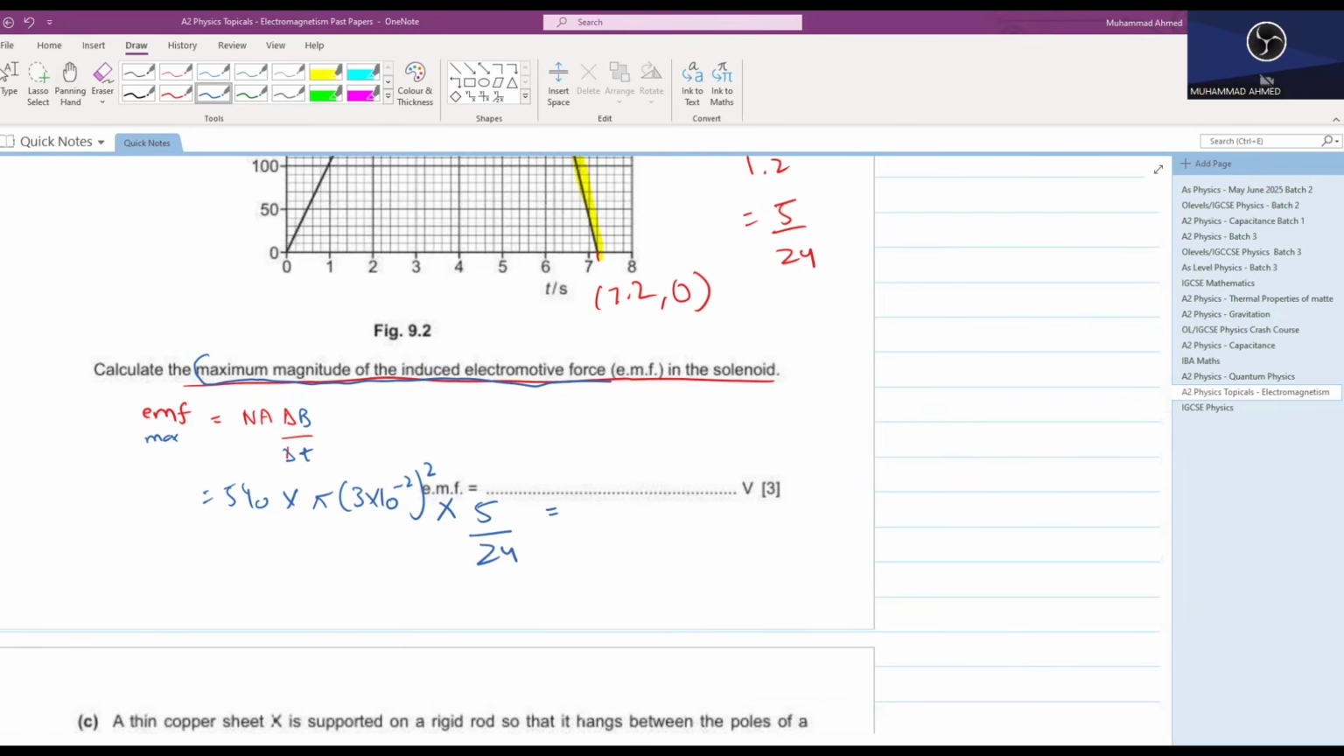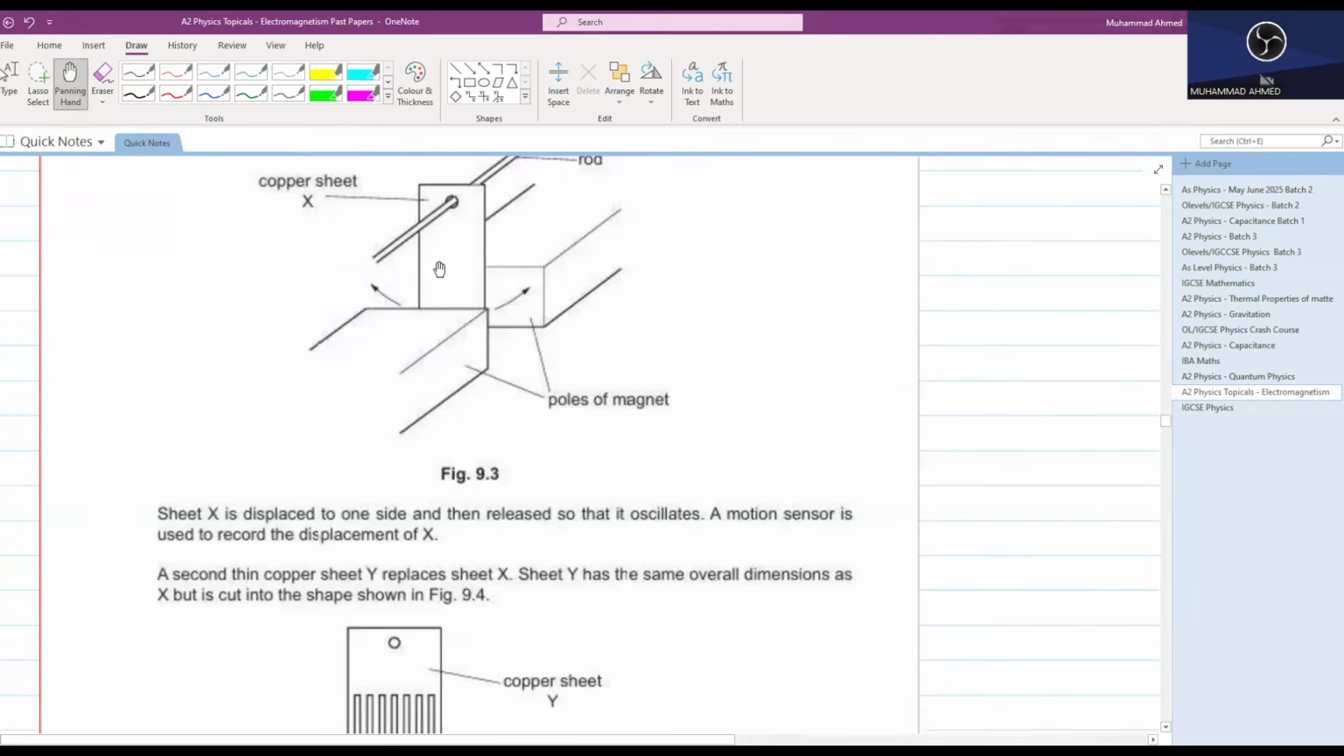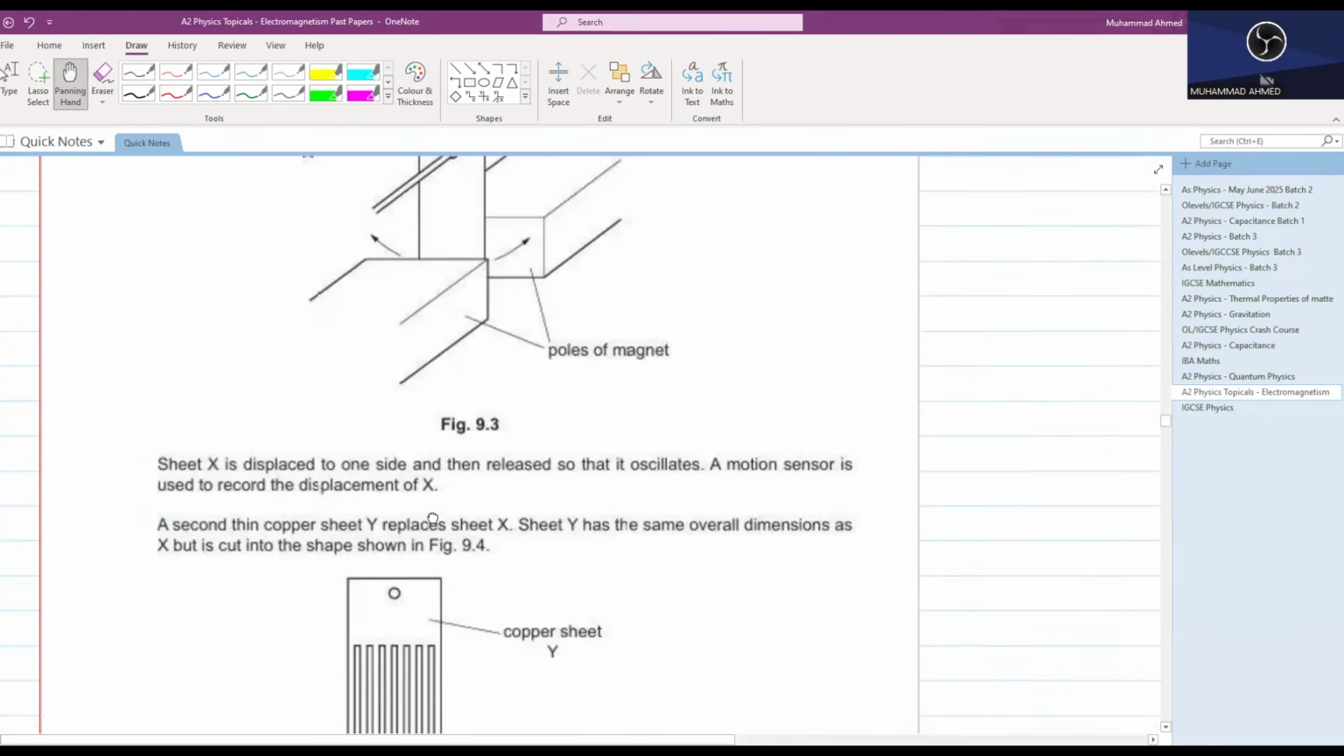0.32. 0.32 volts. Let's move on to part C. A thin copper sheet X is supported on a rigid rod so that it hangs between the poles of a magnet as shown in figure 9.3. Okay. This is a copper sheet. This is hanging between the poles of the magnet.